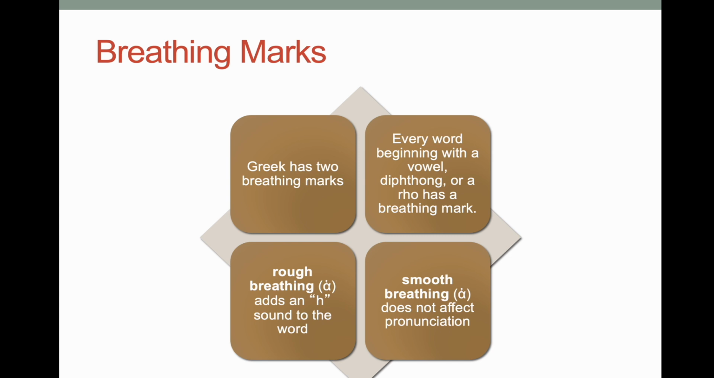And they are at the beginning of every word that begins with a vowel or a diphthong or the consonant rho. And the two breathing marks are called rough breathing and smooth breathing. The rough breathing, which is like a quotation mark in English with its open part opening to the right, adds an H sound to the word. And you saw some examples in the previous slides. A smooth breathing does not affect pronunciation in any way.